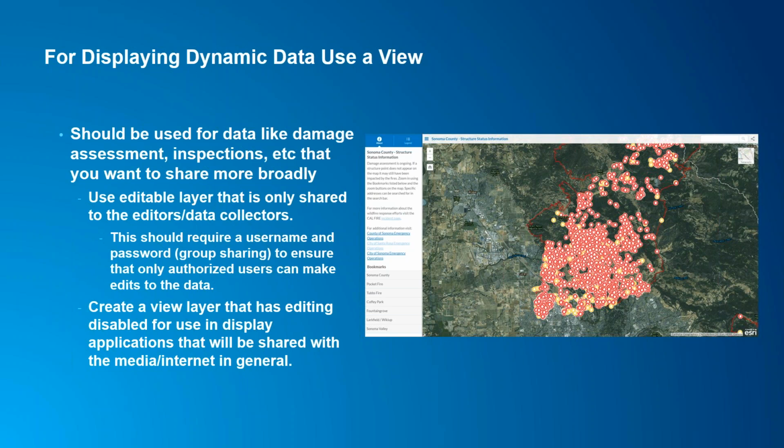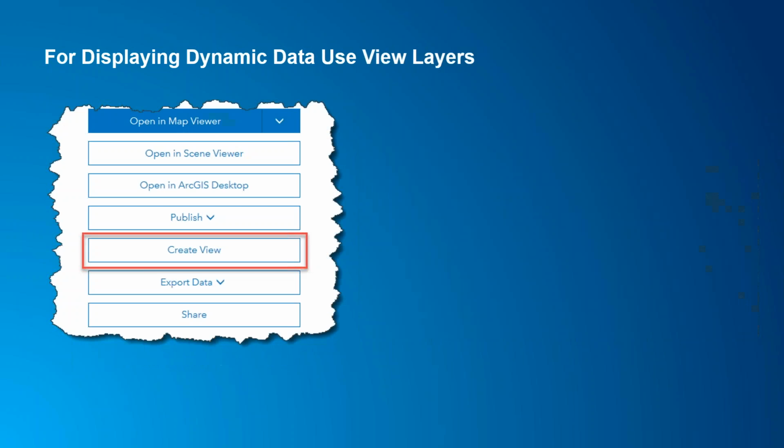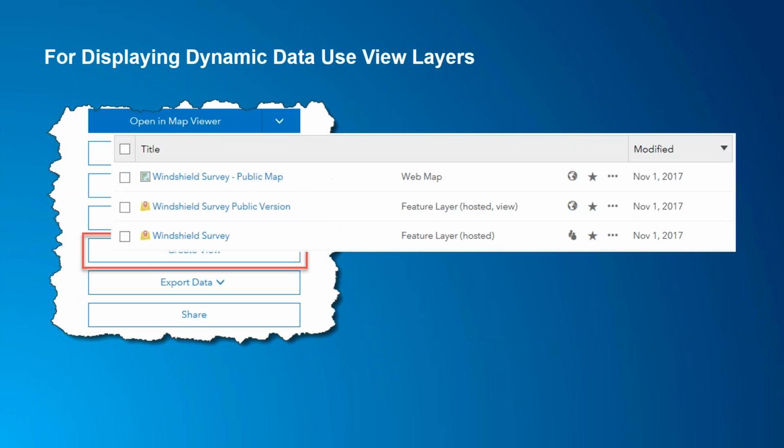So that's another improvement that's been added to the technology over the past year to help with these mission critical situations. The way views are created now is simple: in the item details page of the feature service, there's a create view button that allows you to create a different view of the data that can be shared at a different level, in this case with the public, as opposed to just a single group.